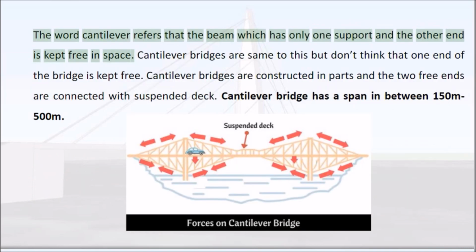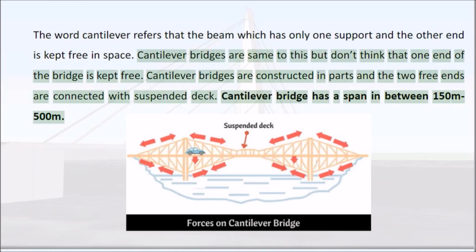The word cantilever refers to a beam which has only one support and the other end is kept free in space. Cantilever bridges are similar to this, but don't think that one end of the bridge is kept free. Cantilever bridges are constructed in parts and the two free ends are connected with a suspended deck. Cantilever bridge has a span between 150 m and 500 m.